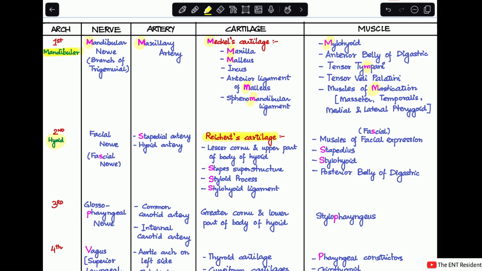In this, you must have seen that I have highlighted the letter S. So you can remember the second arch with the letter S, as most of the structures will have it in them. You can see the nerve is the facial nerve, although the spelling of facial does not include S, the pronunciation kind of may include it. So you can just remember it like that: the facial nerve, the stapedial artery, the cartilage, the lesser cornu, you just have to remember that. The stapes superstructure, styloid process, and stylohyoid ligament. Muscles of facial expression, stapedius, stylohyoid, and posterior belly of digastric.